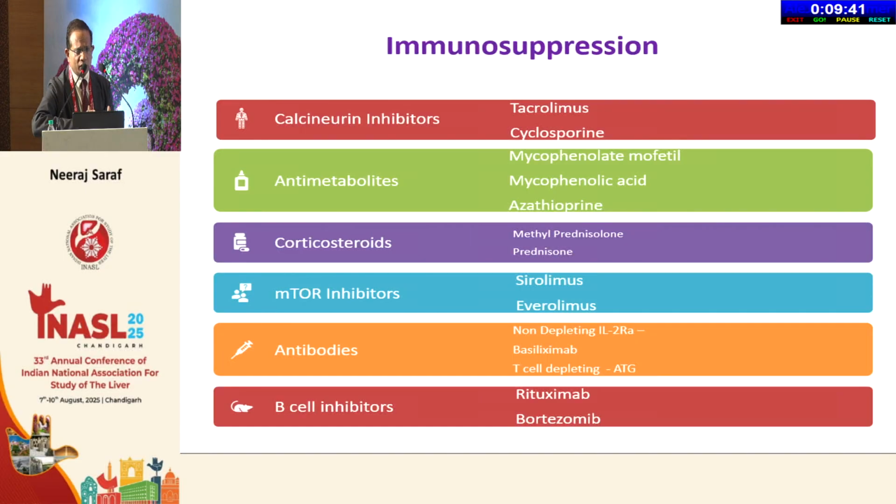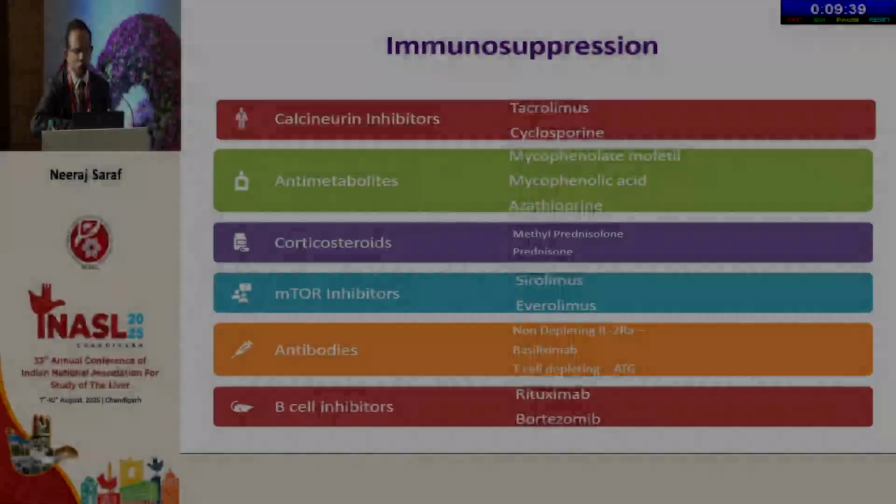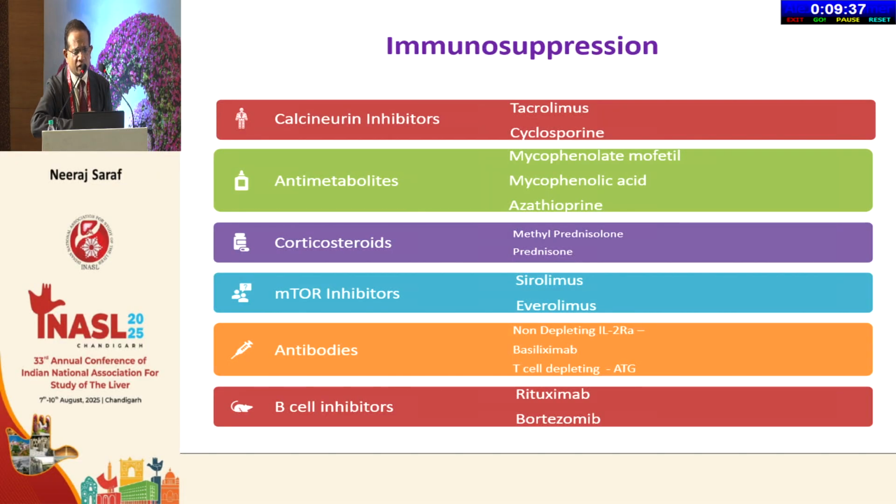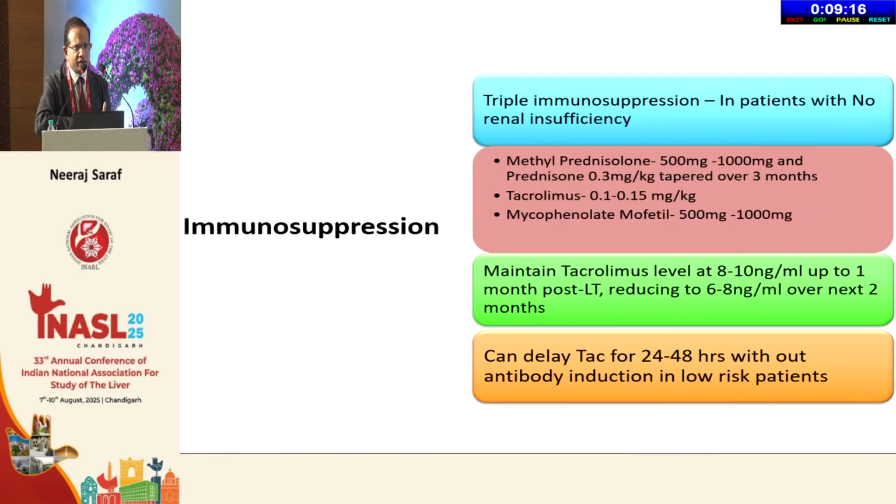So I'll talk a little bit about normal, what a hepatologist should know. These are the group of drugs which are commonly used. The CNIs, mostly we use tacrolimus, MMF, corticosteroids, mTOR inhibitors, and in some cases of induction, you use antibodies like basiliximab, and very rarely you use B-cell inhibitors like rituximab. So this is a standard immunosuppression which every hepatologist must know is used after transplant.